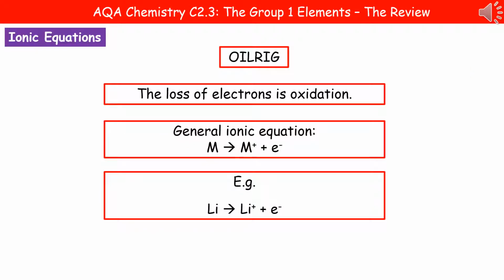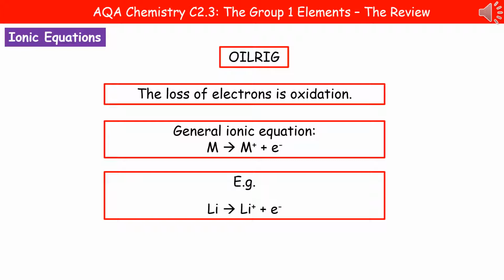The last thing we need to consider here is the ionic equation. Now there's a phrase at the top there that's going to help you out wherever we're looking at any of these ionic equations, which is OIL RIG. Now OIL RIG just stands for oxidation is the loss of electrons, reduction is the gain of electrons. Now what we're actually seeing in group 1, as we've said, is that an electron is being lost from the outer shell. So if we're losing electrons, it will be an oxidation reaction.